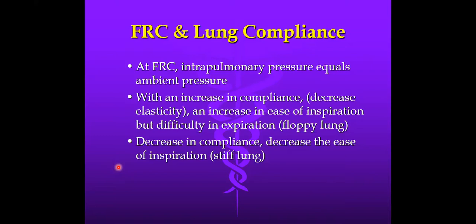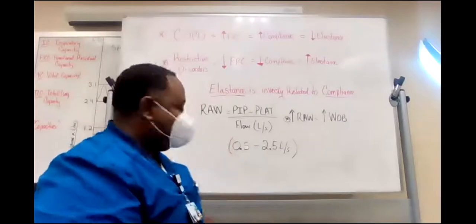When you have an increase in compliance, you have a decrease in elasticity, right? And when you have a decrease in compliance, you have a decrease in the ease of inspiring. That's a stiff lung. When my compliance goes down, my lungs are stiff. It's going to be harder for me to suck the air in, right? Because my lungs are tight, whether it's a disease or a skeletal deformation or whatever the problem is. Those are restrictive problems. It's hard for you to take a breath. That's a restriction. Remember that pink board with this stuff on it yesterday. This is very important, so make sure you quiz yourself on this so you understand the relationship. Don't forget this relationship.